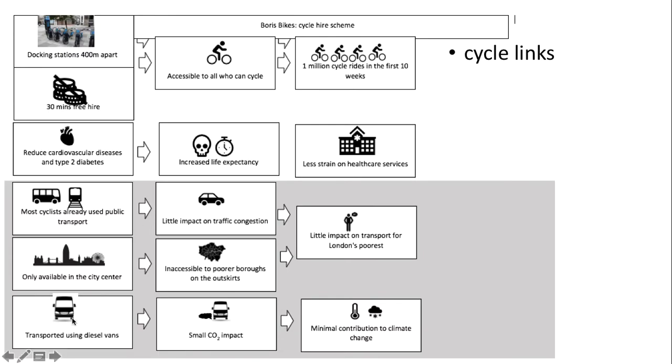Right, what else do I know about cycling? Well, in London, most cyclists who are using the Boris bikes already use public transport. Well, that's very specific to the Boris bike, so I wouldn't want to talk about that because I'm trying to talk about the greenhouse development. Again, the fact that the Boris bikes are only available in a city centre and are transported using diesel vans isn't relevant to the greenhouse development, but I have got a good paragraph there about how cycling improves health.